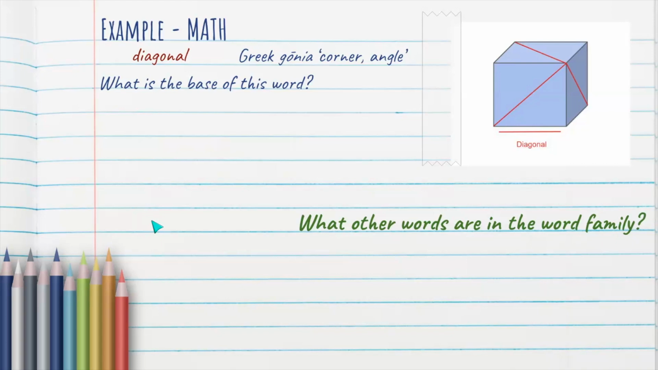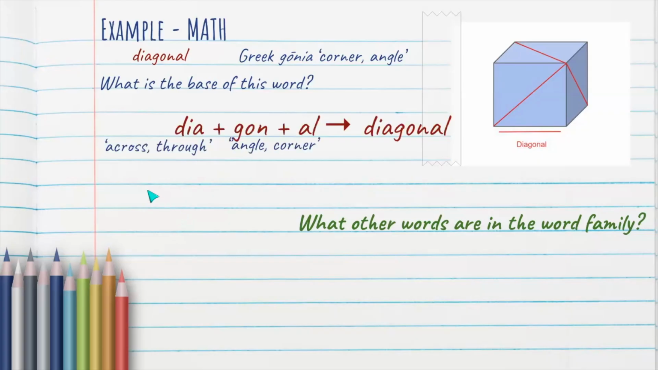Or the other way you can think about this, folks, is what are the morphemes in the word? So if we look at the beginning, look at the front, can we see any morphemes that we recognize? Look at the back, are there any suffixes? And then what's left in the middle? So DIA in this case is a prefix. GON is the base, meaning angle or corner.